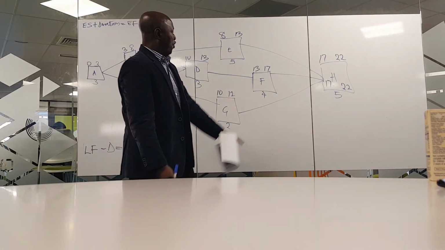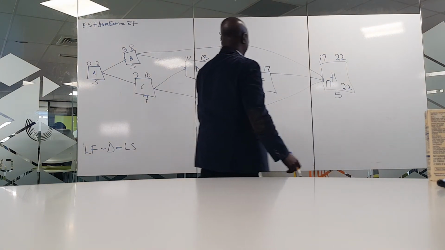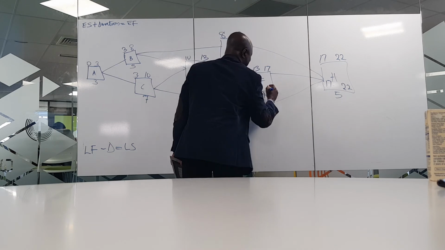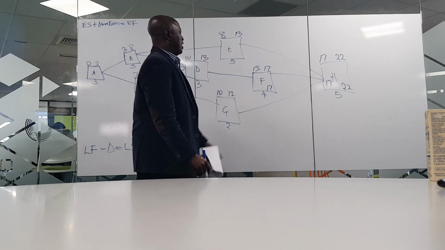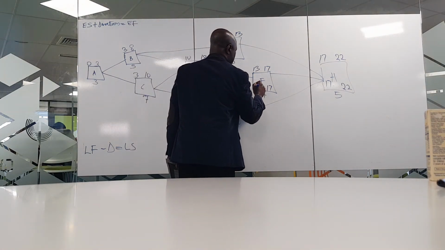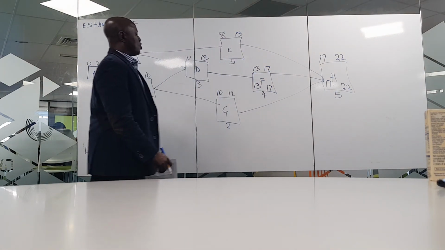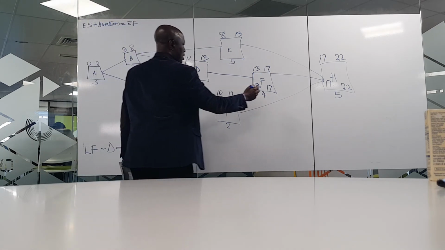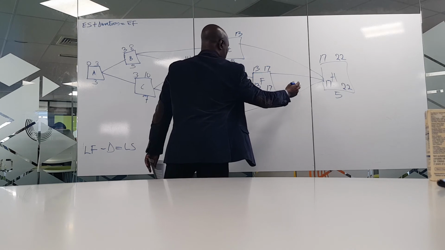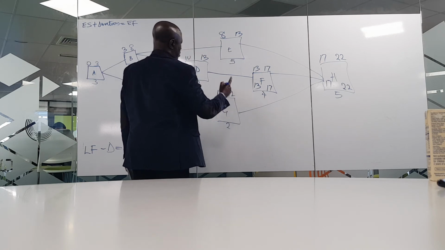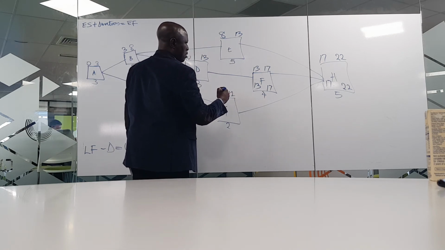For F, we have 17 here, so we bring the 17 down here, right? You say 17 minus 4. It gives you what? 13. Because we are moving backward, we're moving from here to here. This is transferring 17. So we can start G at 15.